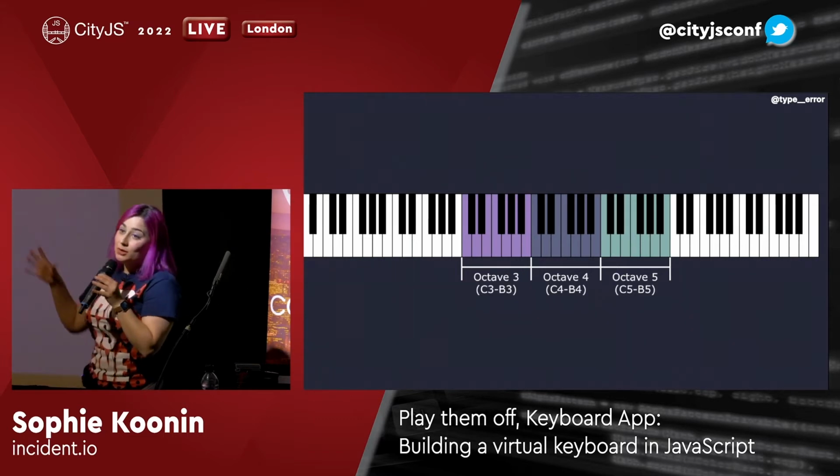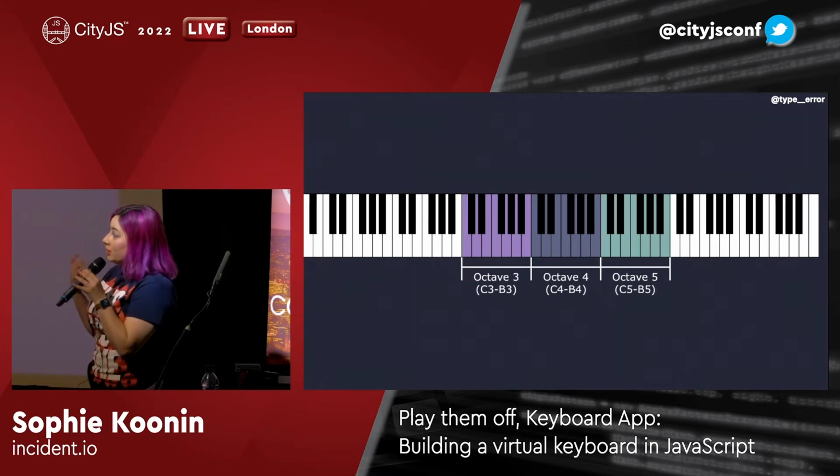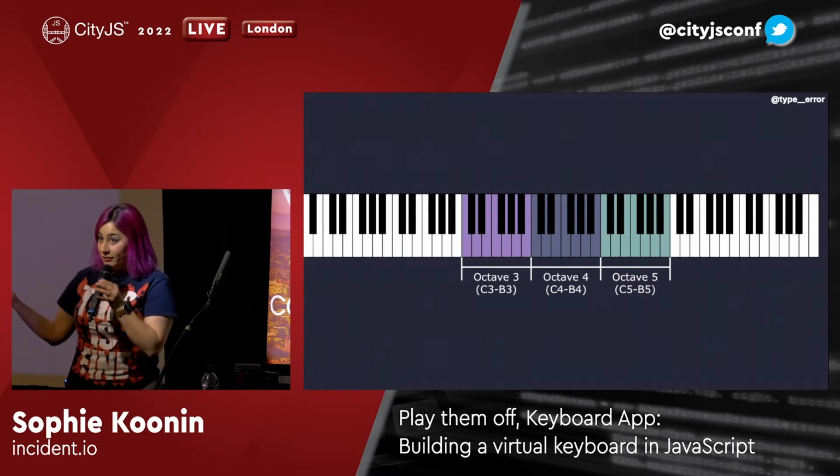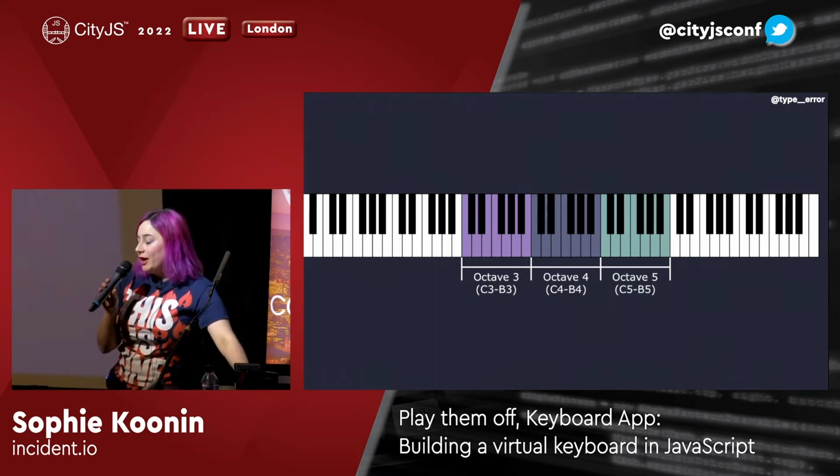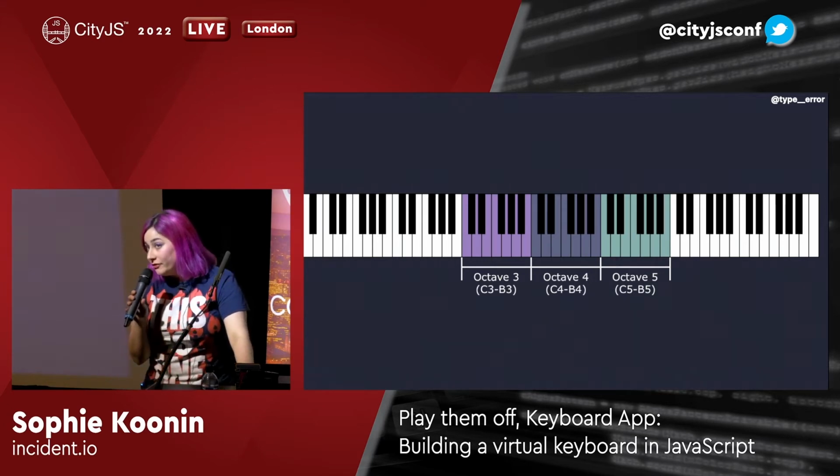So the one in the middle is octave 4. So a note in that octave might be C4, A4. So this is A4 and A5. It's A in the 4th octave and A in the 5th octave.